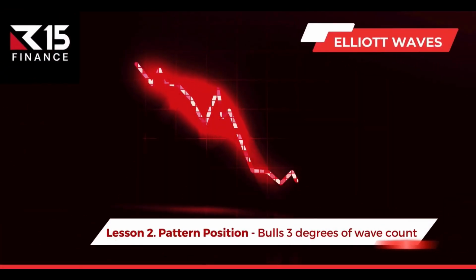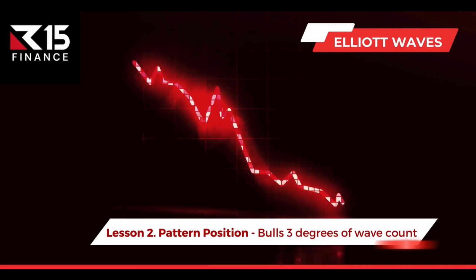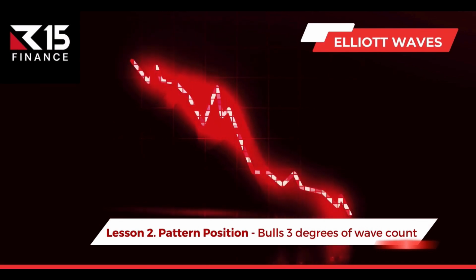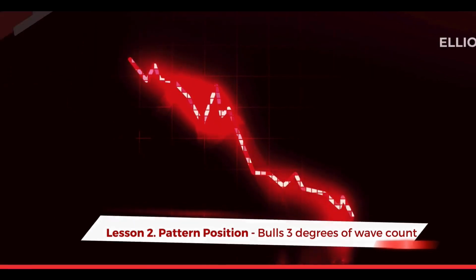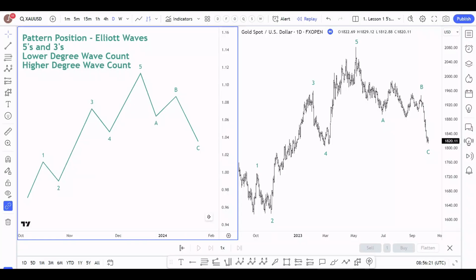One of the key advantages with Elliott wave theory is that it has a fractal quality. What that means is every wave has a lower degree wave count and a higher degree wave count, which allows us to have a stronger opinion of the market. So what does that mean? Well, the lower degree wave count, let's focus on that initially.